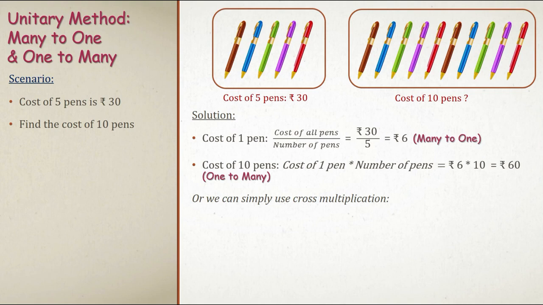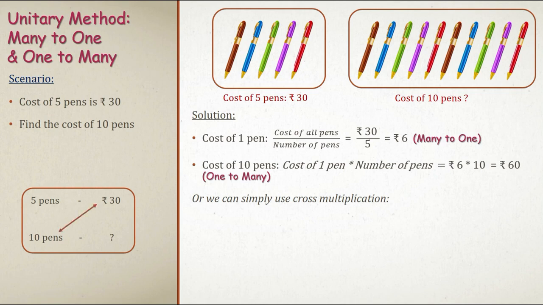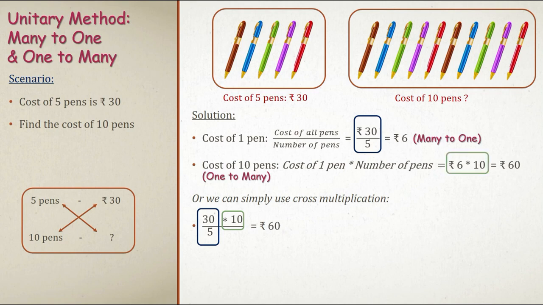Or we can simply use cross multiplication. So we are saying 5 pens is 30 rupees. So 10 pens will be how much? And we do cross multiplication like this. 30 into 10 divided by 5. So what exactly are we doing in this cross multiplication? Let's see carefully. So we are dividing 30 by 5, which is the same as we did in step number 1, to find the cost of 1. And then we are multiplying it by 10, which we did in step number 2. So 5 ones are 5, 5 sixes are 30, into 10 becomes 60, which is our answer. So this is nothing but a unitary method.